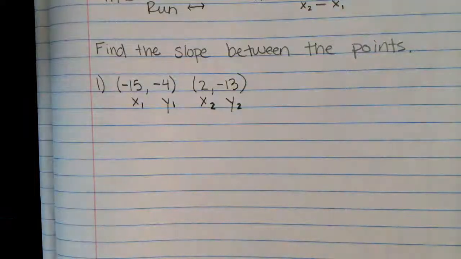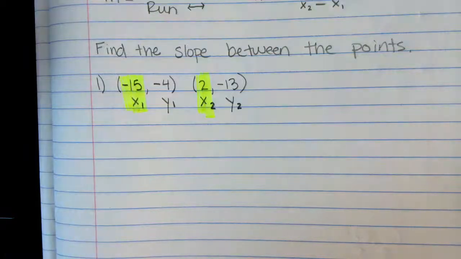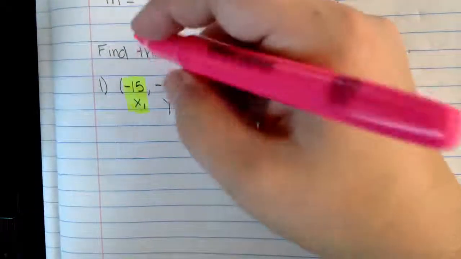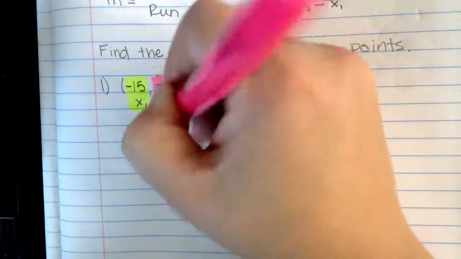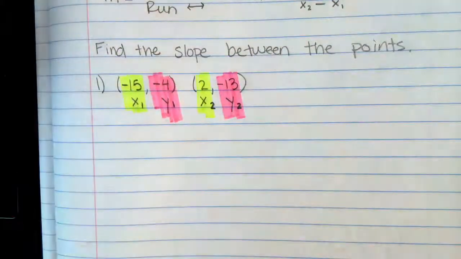I'm going to highlight my X's in yellow. And I'm going to highlight my Y's in pink. If you want to highlight, you can. If you'd rather use a colored pencil to scribble over them a little bit to get a light color versus the darker highlighter, you can.